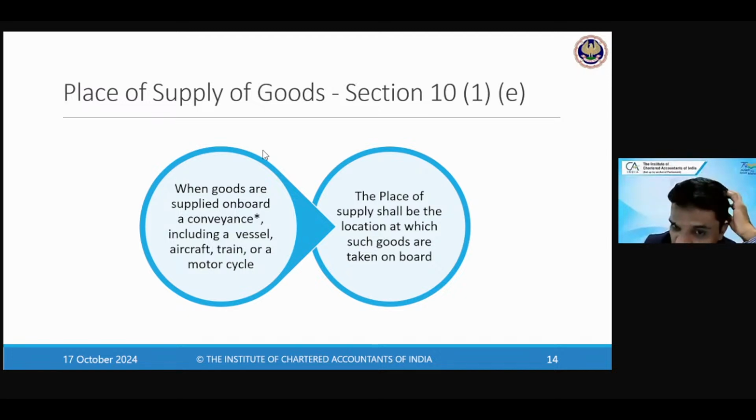Where the train journey starts, that is the place of supply. Now, there is a train coming from Delhi, passing through Mumbai, and then reaching Kolkata. When the train starts from Delhi, stops in Mumbai, and then goes on, at Mumbai, when it stops, somebody has got inside. Now, that person has got in at a middle station and has bought something. For that, what will be the place of supply?